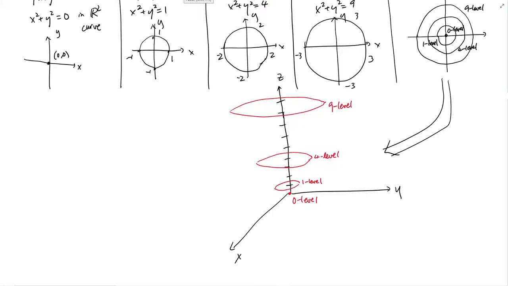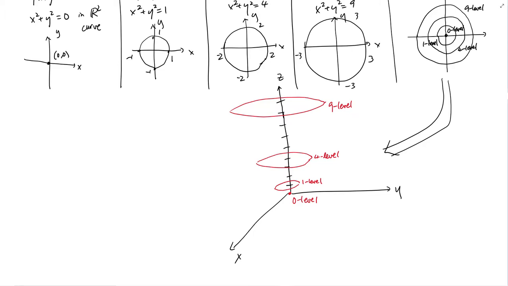Hey everyone. So today we're going to continue our discussion on functions of several variables. The last thing we did, we talked about something called level set, and we managed to draw four different levels of this surface that we try to come up with: the 0 level, the 1 level, 4 level, and 9 level.